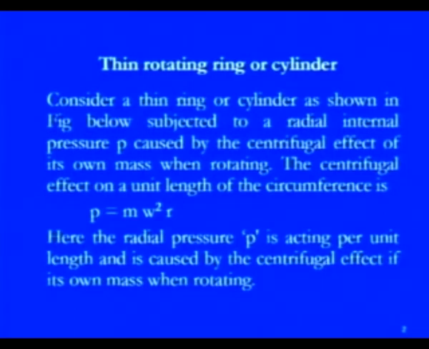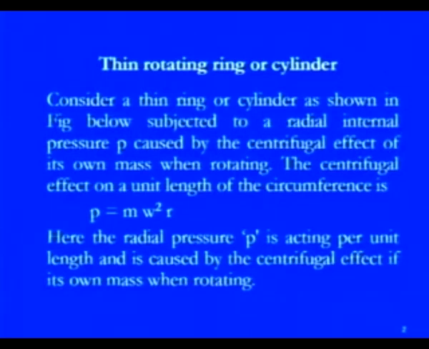Considering a thin rotating ring or cylinder, which I'm going to show you in the next slide, it is just subjected to a radial internal pressure P. That means we now have internal pressure in the radial direction of this thin ring, or the thin cylinder, caused by the centrifugal effect, because now it is rotating, so definitely we have a center through which the centrifugal forces are exerted in the radial direction of this rotating ring, or this cylinder, due to the centrifugal effect of its own mass when it is rotating. So the centrifugal effect on the unit length of a circumference is always acting in the circumferential part of this particular rotating ring.